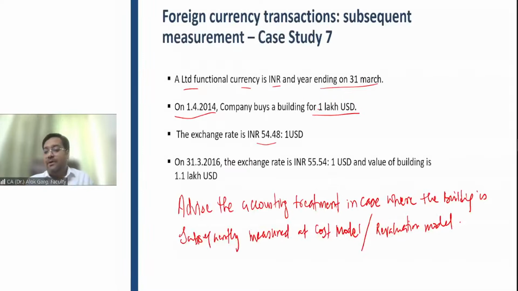Now let's come to the subsequent recognition. On 31st March 16, the exchange rate became 55.54 paisa. It has increased by 1 rupee and 6 paisa, right? And the value of the building has also gone up from 1 lakh $ to 1.1 lakh $, by 10,000 $.